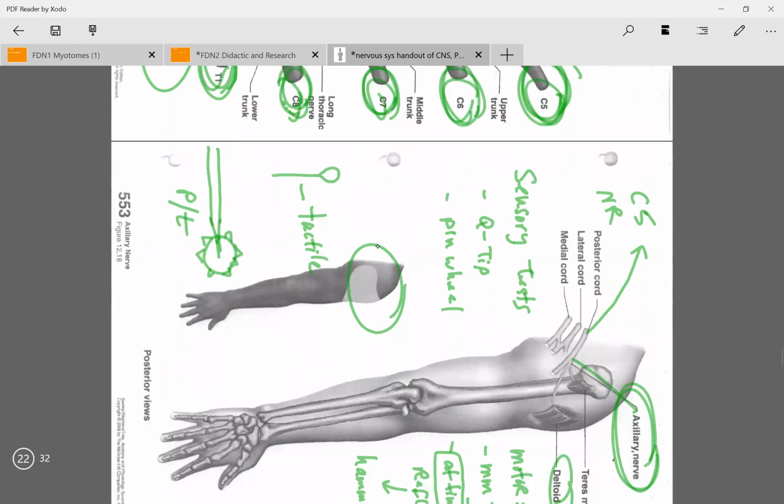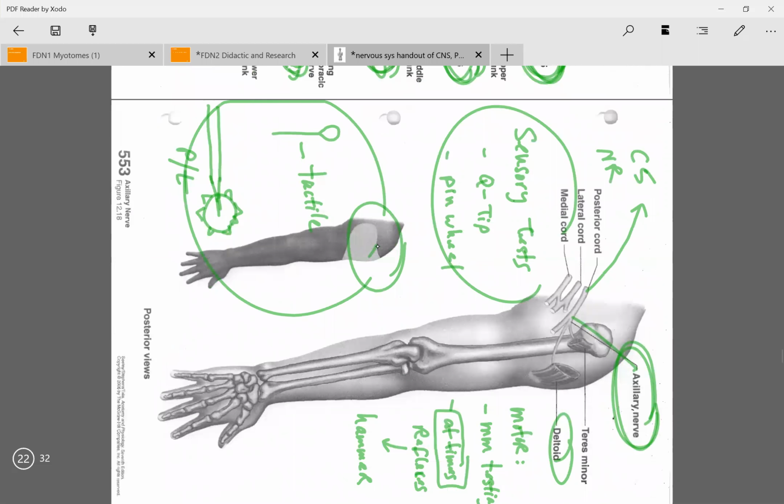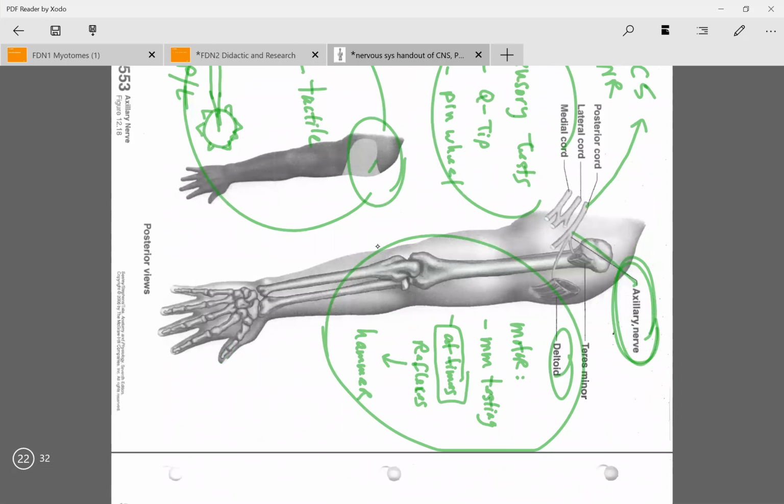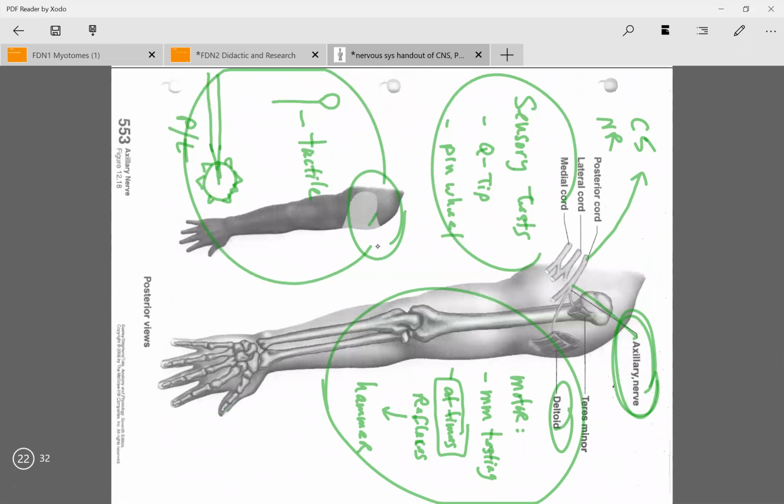Now, I wanted to get some of this housekeeping stuff out of the way because these tests are going to continue with each nerve root and each peripheral nerve that goes with the nerve root. You're going to hear me say over and over again, Q-tip, pinwheel, muscle test, and those areas where we can, then reflex hammer. These are neurological tests because you're trying to figure out if this person has a peripheral nerve lesion or a nerve root lesion.